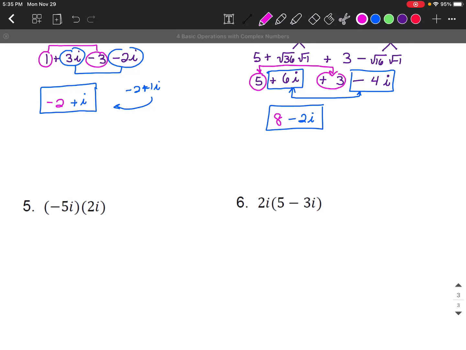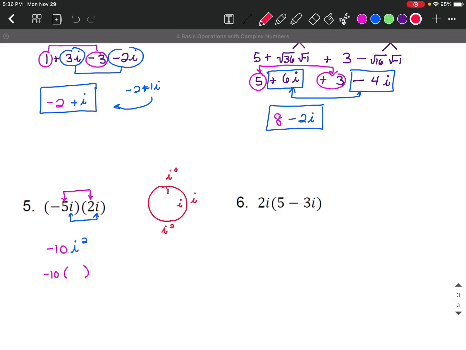So again, when we multiply, we do real parts times real. Negative 5 times 2 is negative 10. And then we do imaginary times imaginary. i times i is i squared. But remember, what is i squared? Remember your little clock here? i to the 0 is 1. i to the first is i.